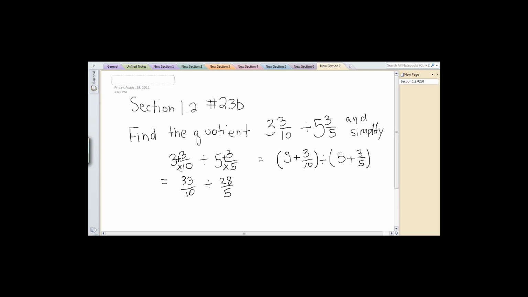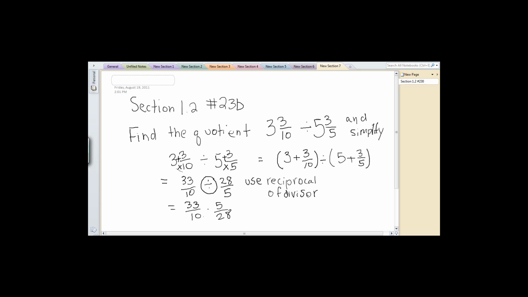Alright, so now let's deal with this division. And this division right here means that we're going to use the reciprocal. So we need to use the reciprocal when we're going to divide. So use the reciprocal of the divisor, the second number in the problem here. So we have 33 over 10 times the 5 over the 28 now, because we use the reciprocal of the 28 over 5.